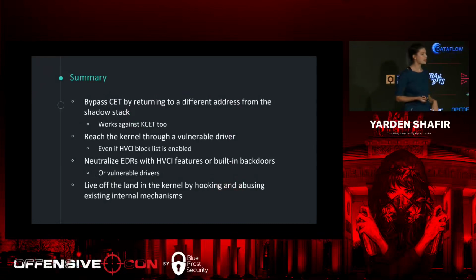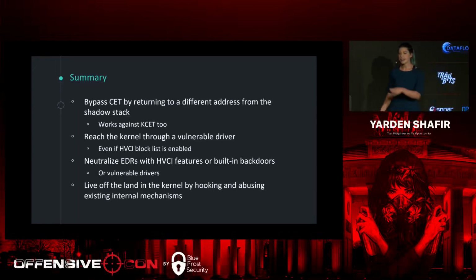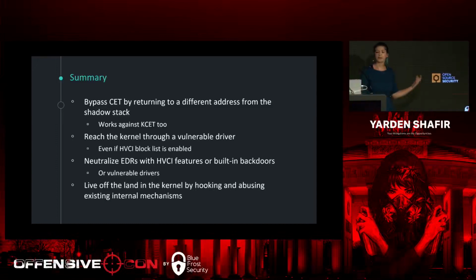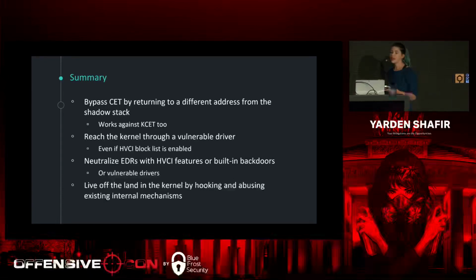So, to summarize, we've had a few different steps here to achieve our exploit. We got to a machine where we have CET enabled, and instead of finding a process that doesn't enable CET or something like that, we went and bypassed CET by returning to a completely different address, but one that is still in the stack. So we've created some sort of type confusion to achieve code execution. We reached the kernel through a vulnerable driver, one of the many that are still allowed. And then we used either HVCI or some internal mechanism in the specific EDR we're looking at to block the driver or kill the PPL.